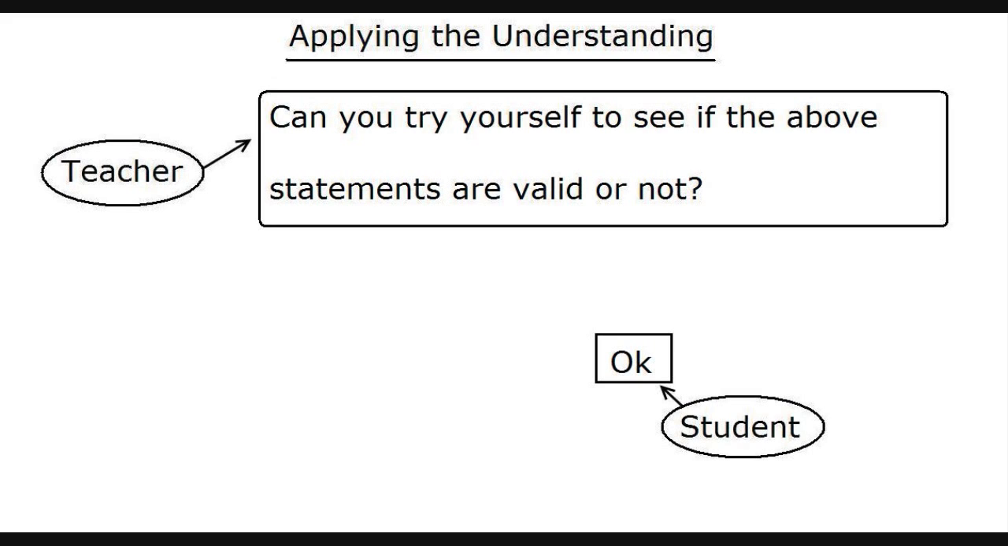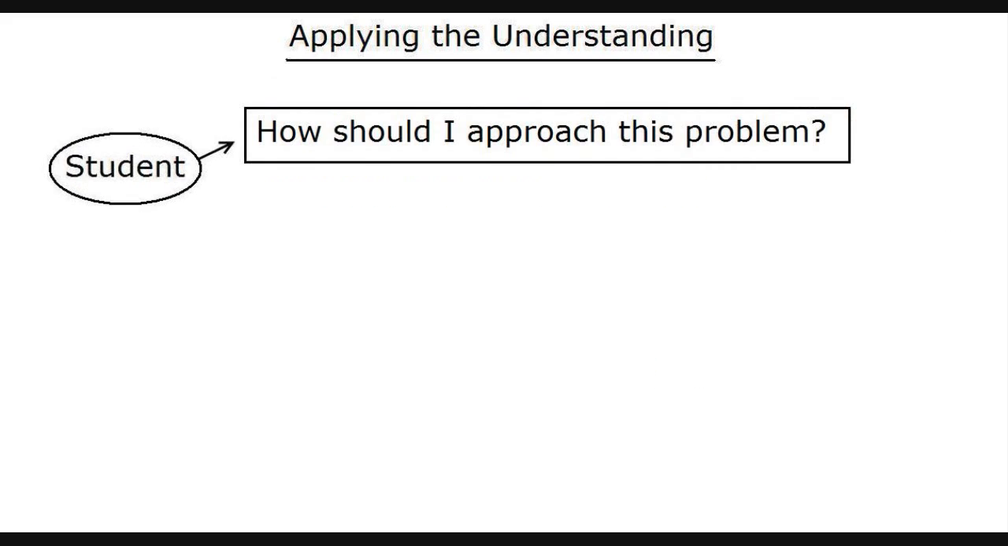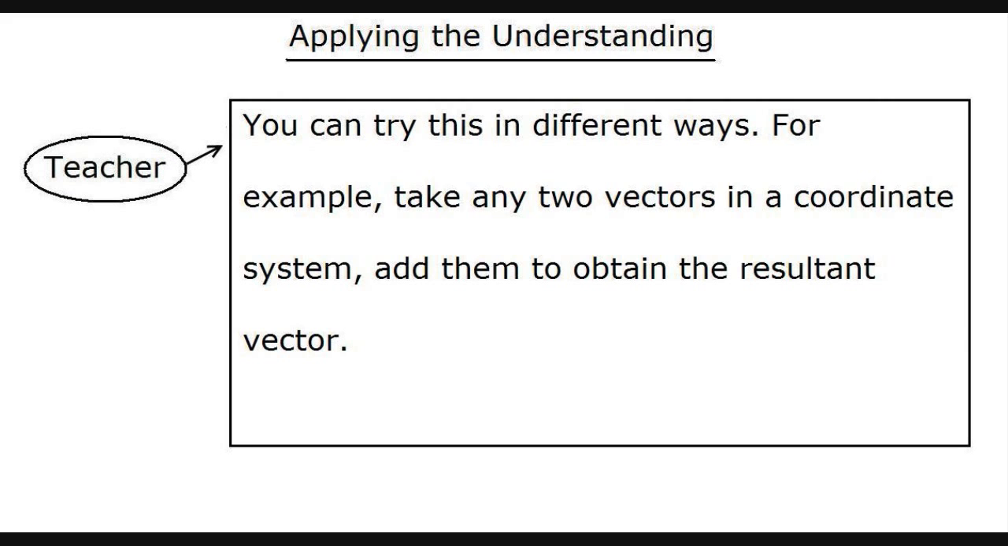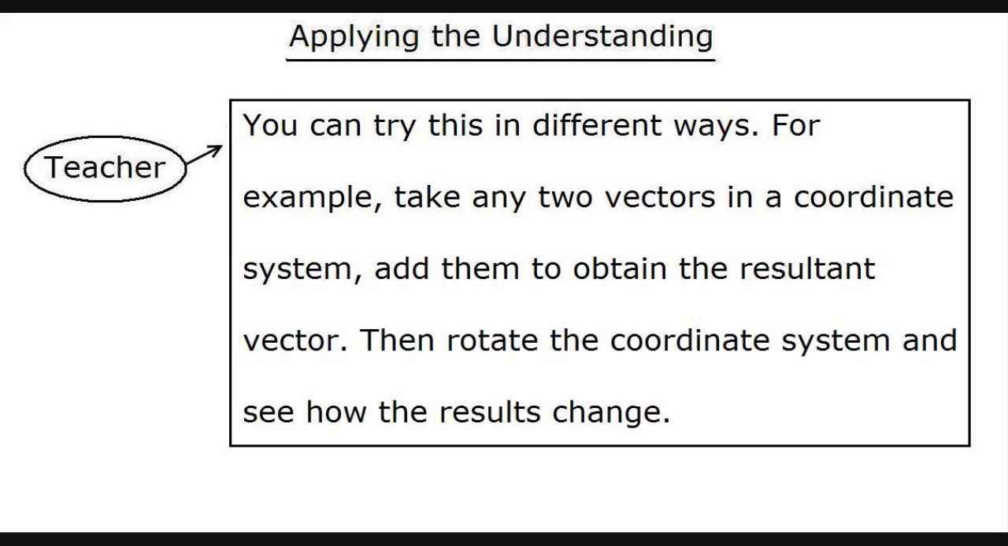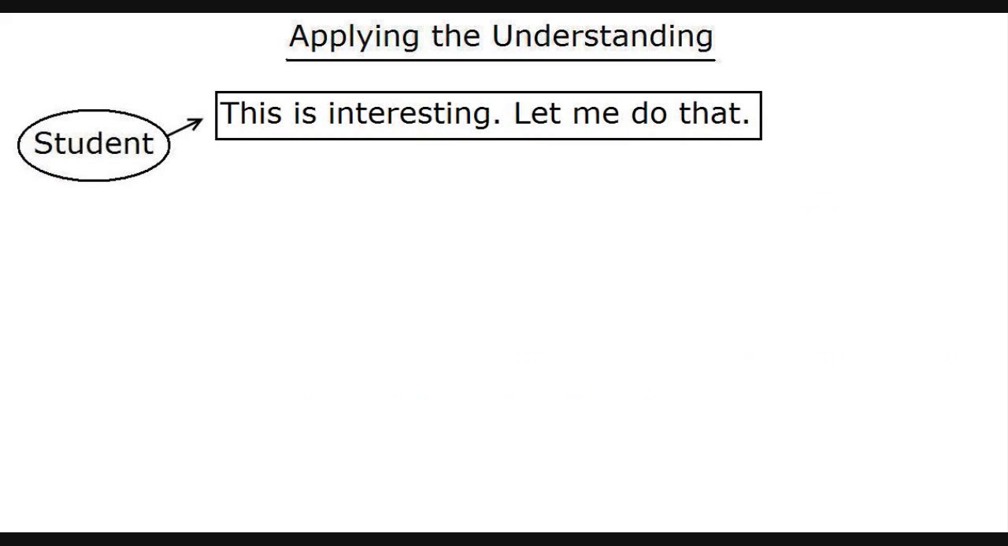Okay. How should I approach this problem? You can try this in different ways. For example, take any two vectors in a coordinate system, add them to obtain the resultant vector. Then rotate the coordinate system and see how the results change. This is interesting. Let me do that.